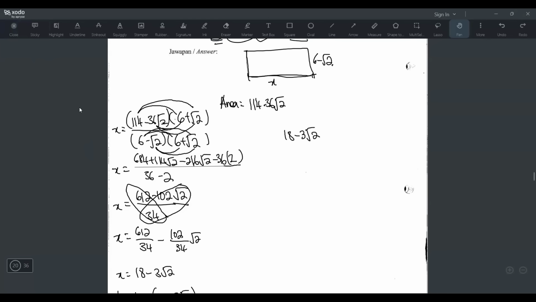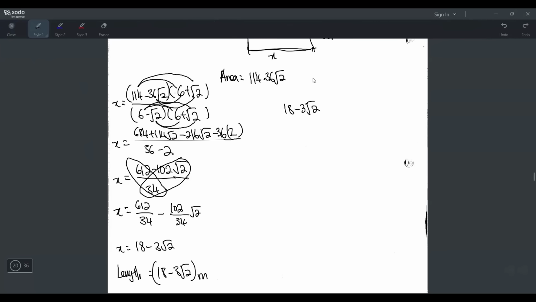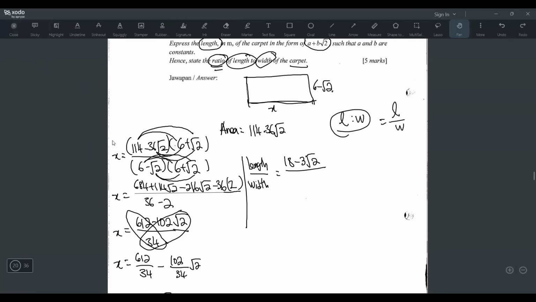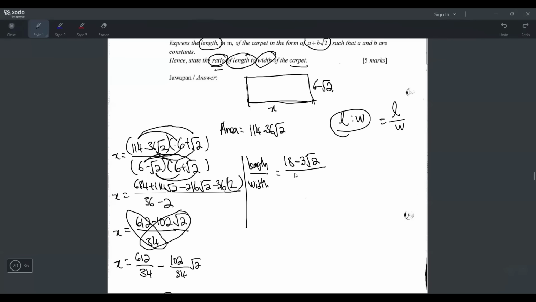And then width punya, because they want length ratio width, right? So what I will do is I will ambil length bahagi width. Sebab saya mau length ratio width, right? So this is equivalent to length bahagi width like this. Okay. So nisbah means like bahagi one. Okay, so width punya panjang 6 minus square root 2. And then now I just have to simplify this, and then I will get the ratio.